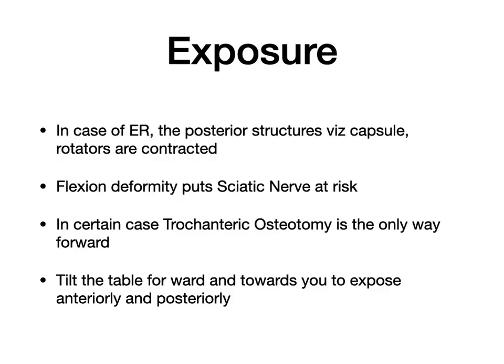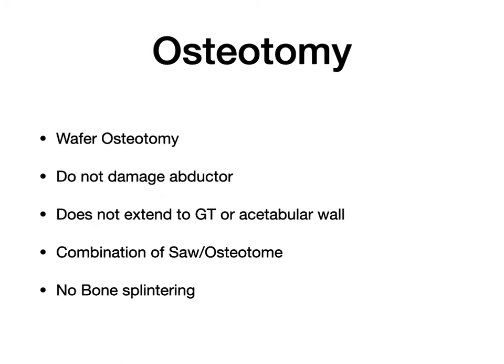As I said, in case of external rotation, the posterior structures like the capsule and rotators are contracted. Remember that the flexion deformity of the hip puts the sciatic nerve at risk, and in certain cases, the trochanteric osteotomy is the only way forward. Tilting the table forward and backward is a great tool. Your patient should be strapped, your table should be good, and you should know how to use this to your maximum advantage. If the head is completely fused, you need to do an osteotomy.